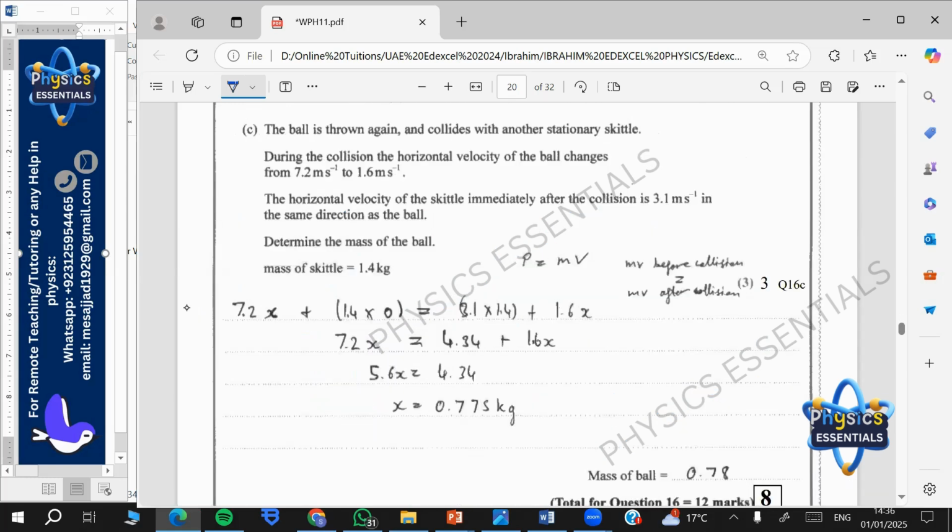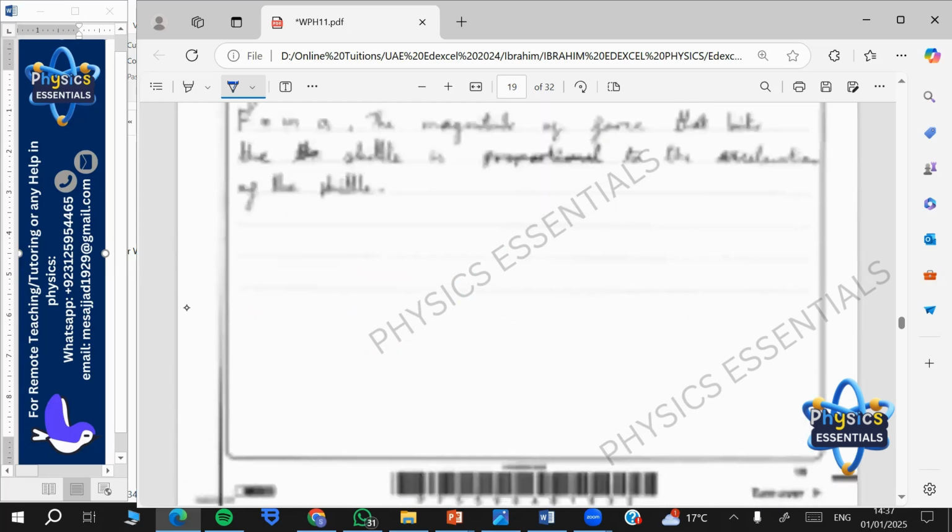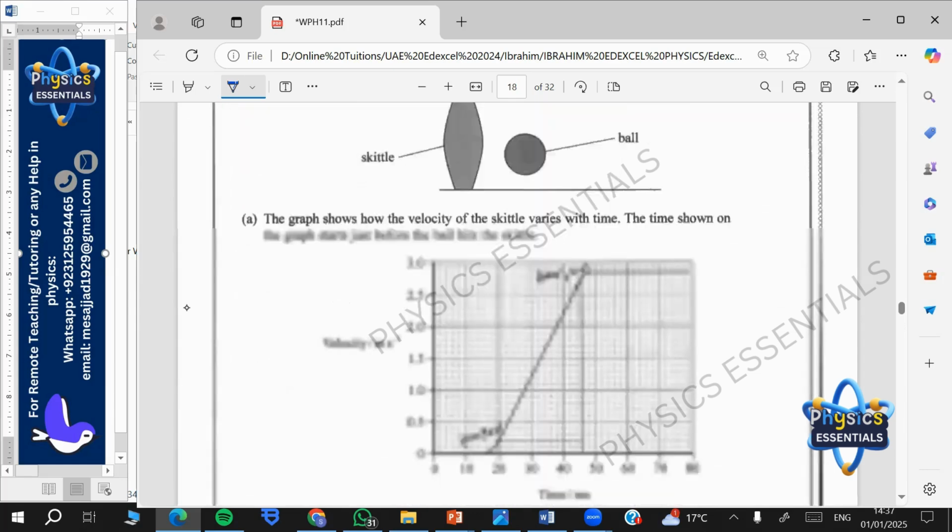The ball is thrown again and collides with another stationary skittle. During the collision, the horizontal velocity of the ball changes from 7.2 meters per second to 1.6 meters per second. The horizontal velocity of the skittle immediately after the collision is 3.1 meters per second in the same direction as the ball. Determine the mass of the ball. Mass of the skittle is this. So again, in this question, you just need to apply momentum before collision equals momentum after collision, and then find out the mass, which was very much right. So he got 8 marks out of 16 marks, and he lost 3 marks here and 1 mark here.